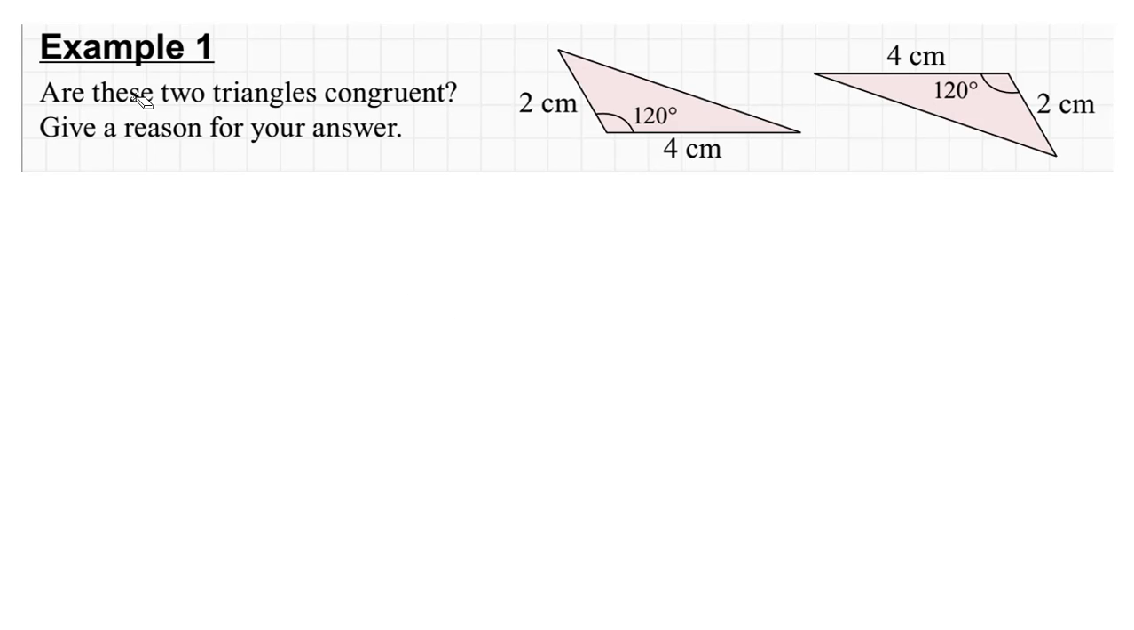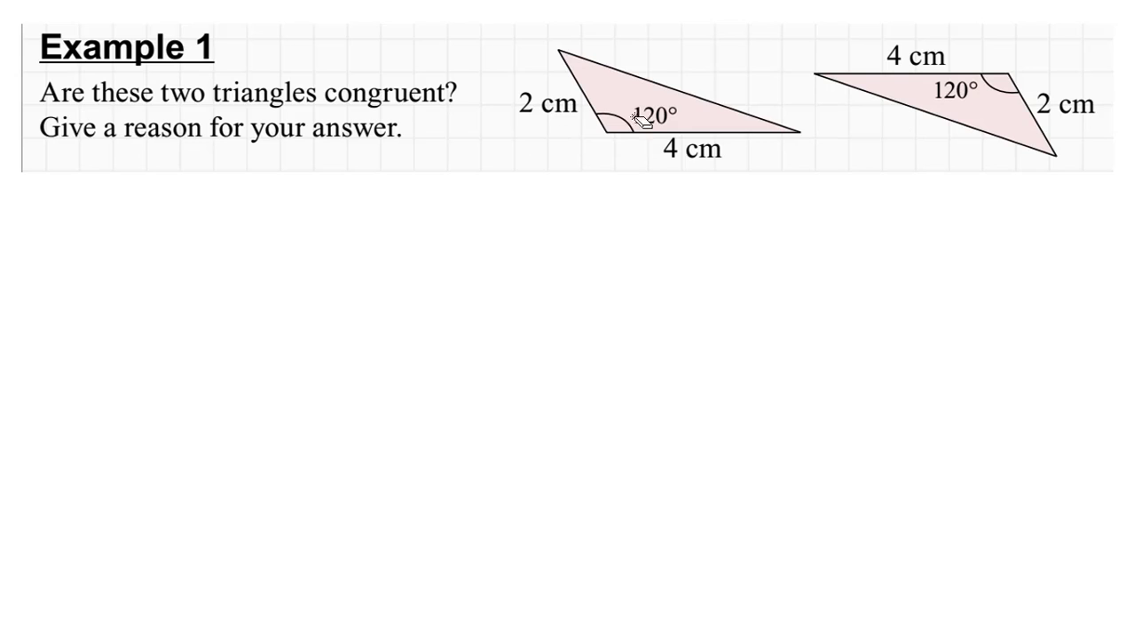Now, question example 1 says, are these two triangles congruent? You must give a reason for your answer. Here, I can see that there's an angle, 120, which is between two sides. The two sides that meet up to make the angle are the same, because this is 2 and 4, and the 120 is in between them.